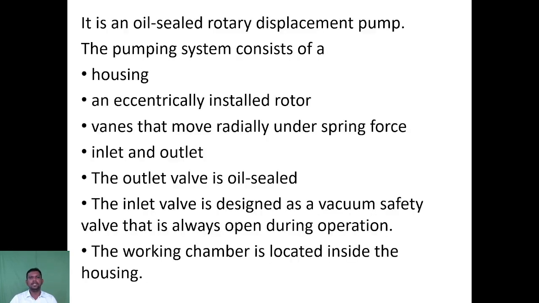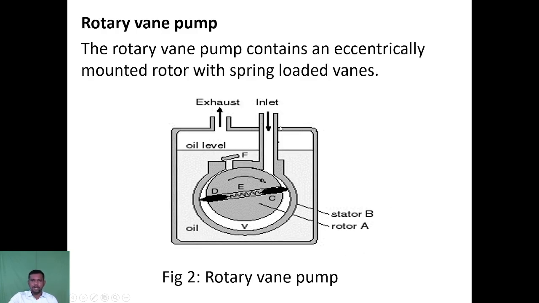It is an oil sealed rotary displacement pump. Here the pumping system consists of a housing unit and an eccentrically installed rotor, with vanes that move radially under spring force. It has an inlet and outlet valve also. The outlet valve is always oil sealed. The inlet valve is designed as a vacuum safety valve that is always open during operation. Through the inlet valve, gas comes inside and is isolated, compressed, and then goes to the exhaust. Here the working chamber is located inside the housing unit. So this is the housing unit, with the inlet valve and exhaust valve, and the chamber is located inside it.